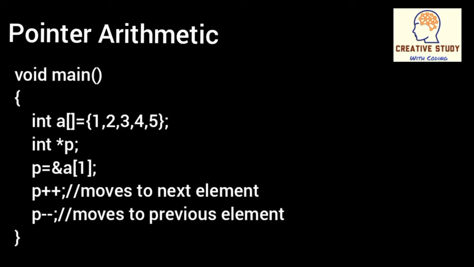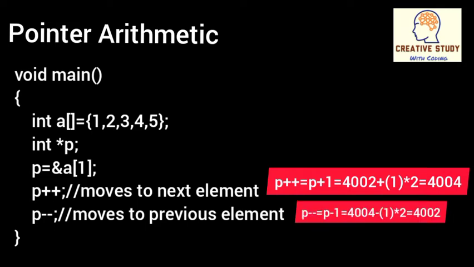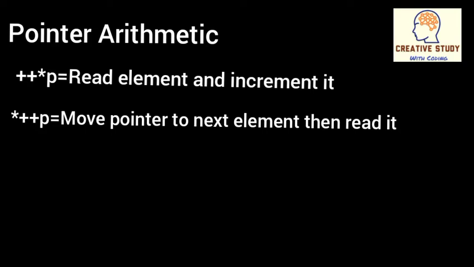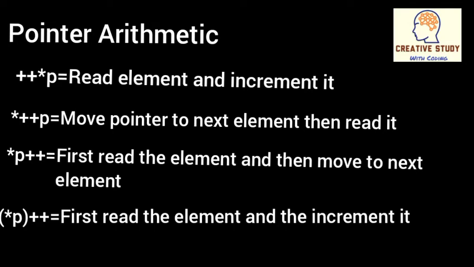Let's do some pointer arithmetic. This is an array A of 5 elements and a pointer P, and P has been initialized with address of second element, and P++ means pointer will move to the next element, and P-- means pointer will move to the previous element. ++*P means first it will read element and then increment it. *++P means first it will move the pointer to next element, then read it. And *P++ means first read element then move to the next element. And *(P)++ means first read element then increment it.